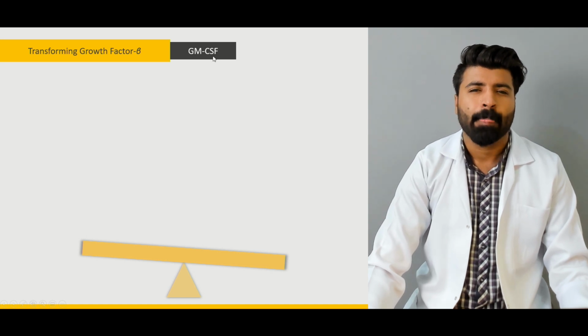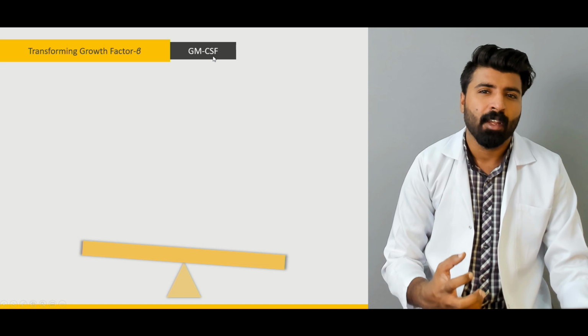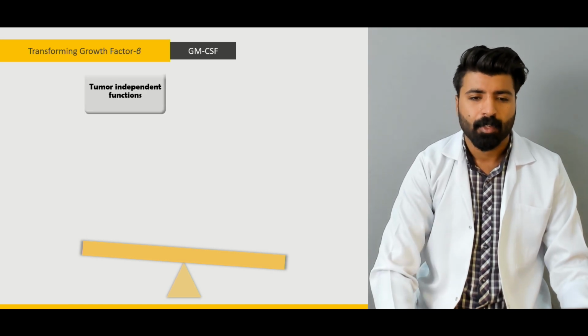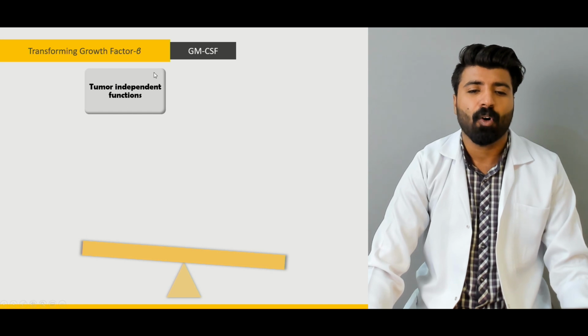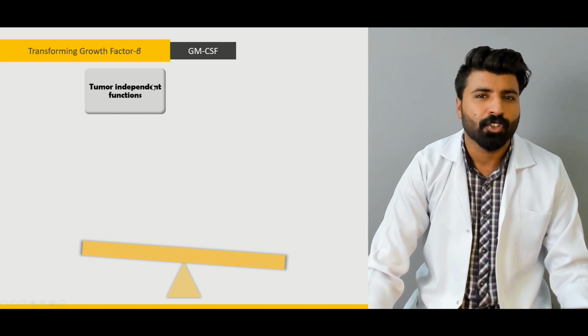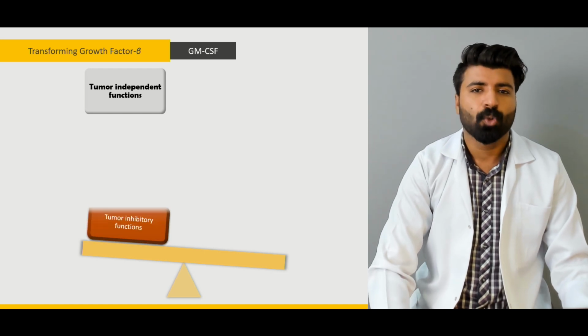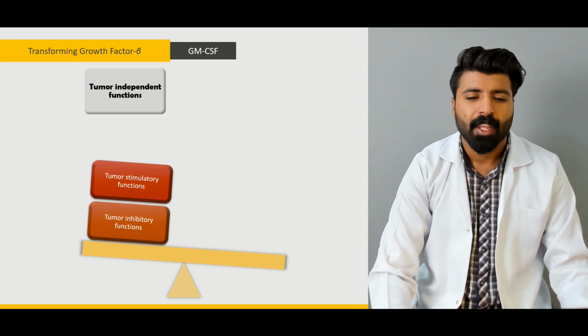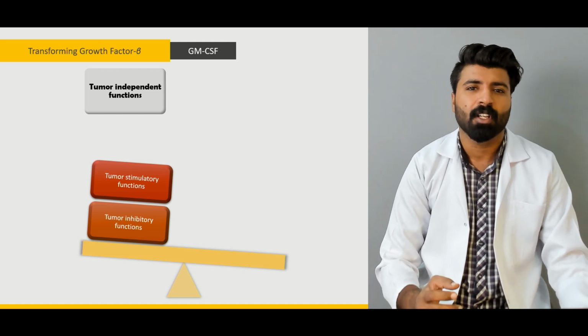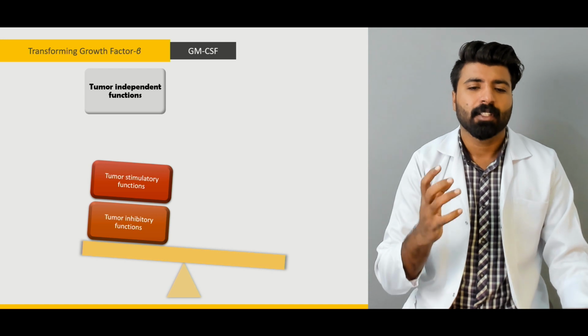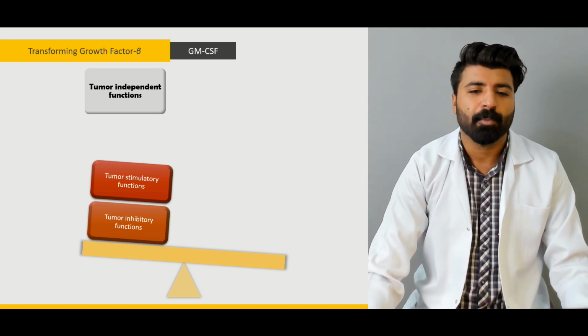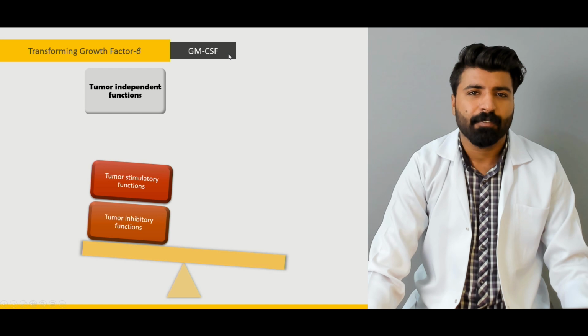Now we're going to talk about which of these are tumor dependent and which of these are tumor independent. First of all, let's talk about tumor independent functions. All of those functions which are independent of the origin of the tumor, which are independent of the tumor. And those functions include tumor inhibitory functions and tumor stimulatory functions. These two functions are independent of this tumor independent function of transforming growth factor beta and GM-CSF. We talked about what GM-CSF is. It's actually granulocyte colony stimulating factor. So these are the tumor independent functions.